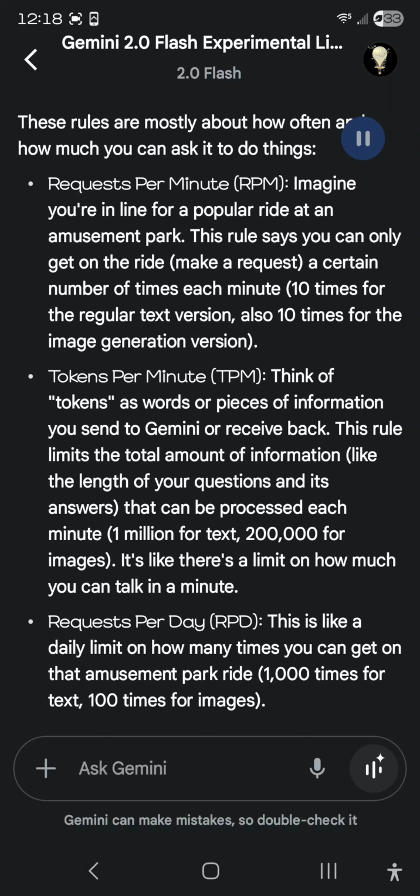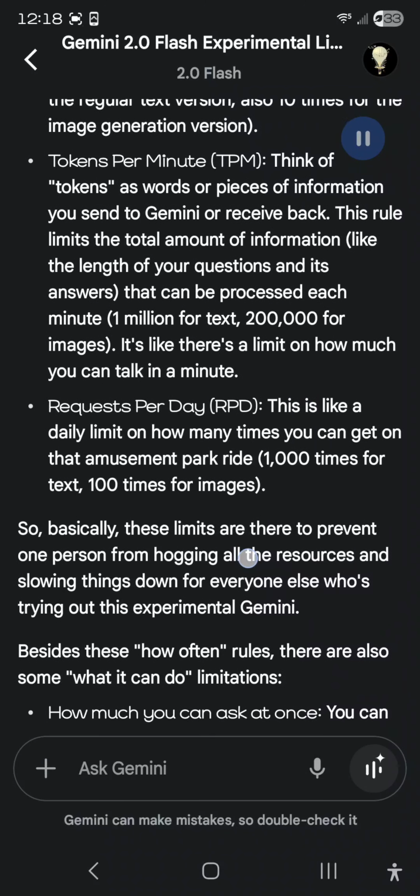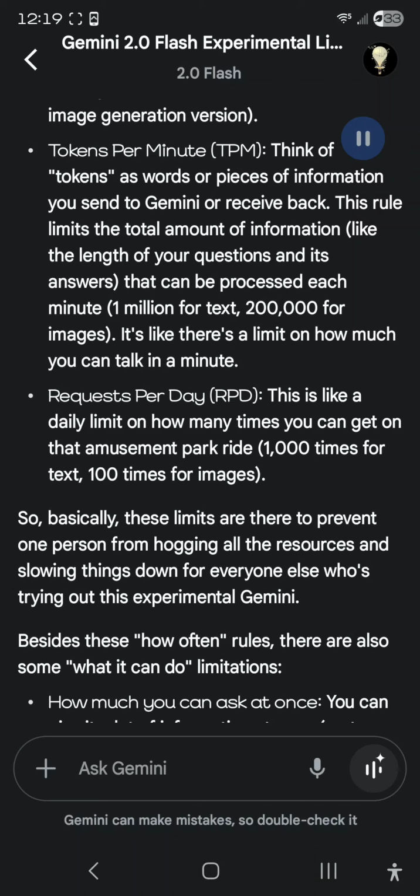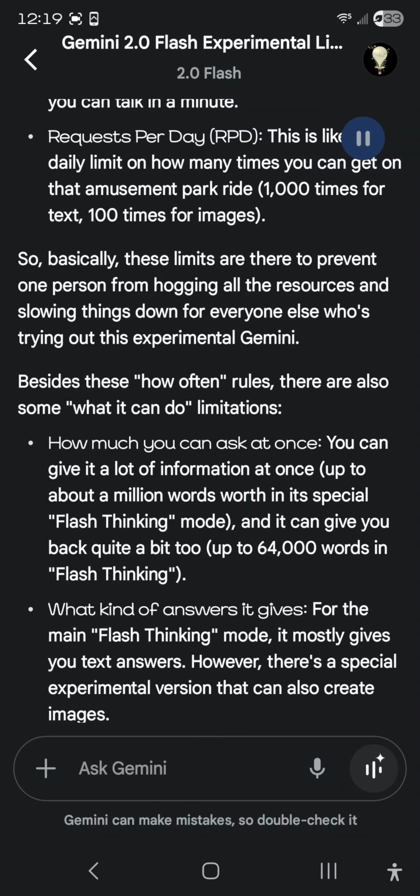Tokens per minute, TPM. Think of tokens as words or pieces of information you send to Gemini or receive back. This rule limits the total amount of information, like the length of your questions and its answers, that can be processed each minute. 1 million for text, 200,000 for images. It's like there's a limit on how much you can talk in a minute. Requests per day, RPD. This is like a daily limit on how many times you can get on that amusement park ride. 1,000 times for text, 100 times for images. So basically, these limits are there to prevent one person from hogging all the resources and slowing things down for everyone else who's trying out this experimental Gemini.